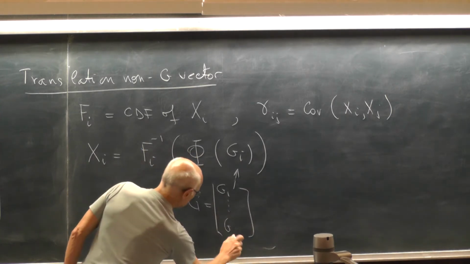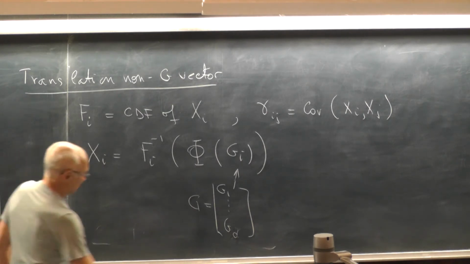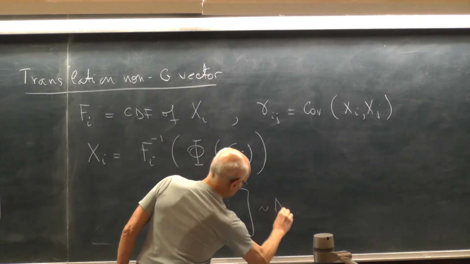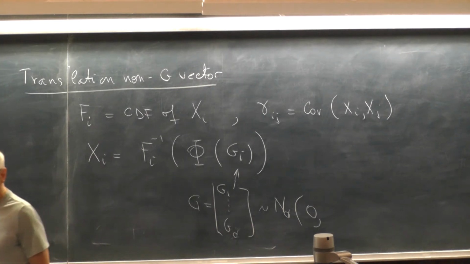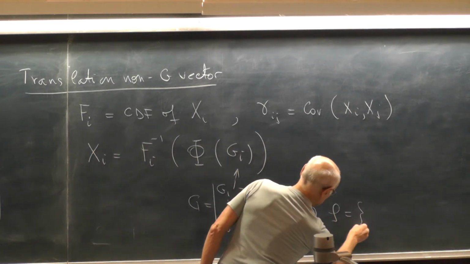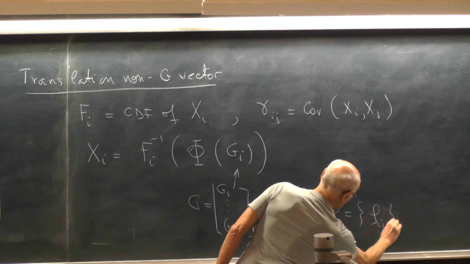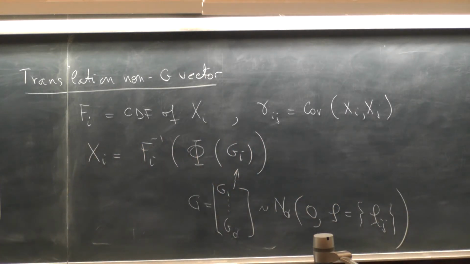I said dimension D, right? Up to D. It's a Gaussian vector that is, in our notation, 0 mean with unit variance and correlation covariance matrix rho ij. Okay, so let's see where we are right now.